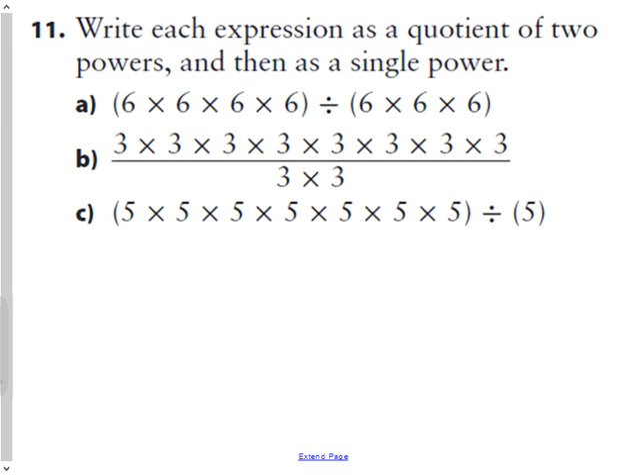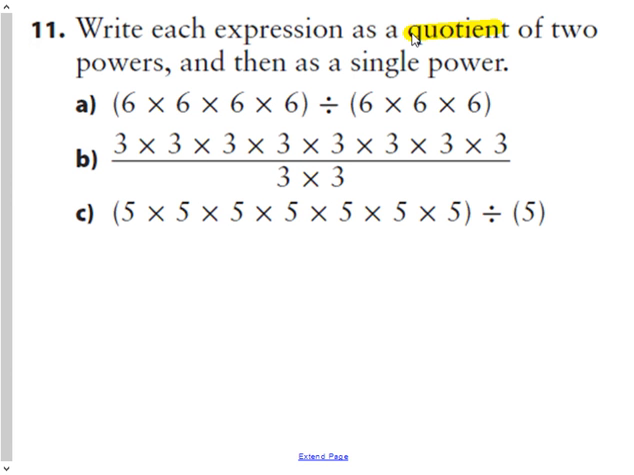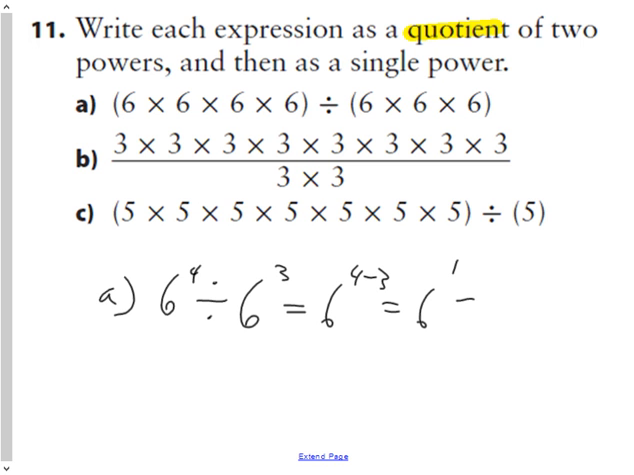Question 11, write each expression as a quotient. So Toby, quotient is the fancy word for what? That's right, answer to a division. Well done. So write it as a quotient of two powers, and then as a single power. So A would be 6 to the exponent of 4 divided by 6 to the exponent of 3, which, since you're dividing like powers, you subtract your exponents, and you get 6 to the 1, which in standard form is simply 6.